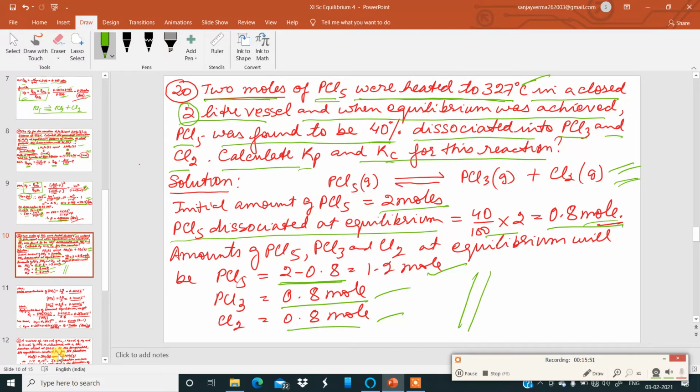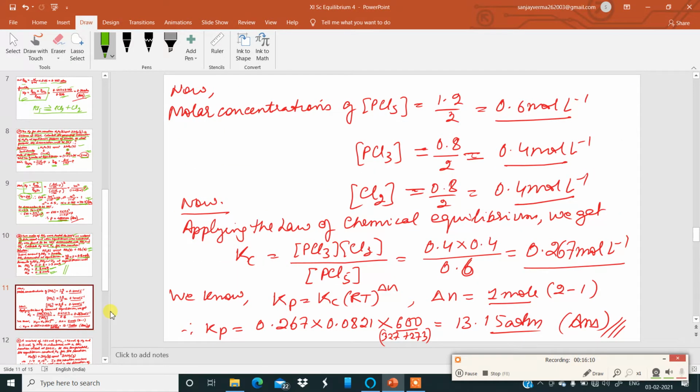So we have got the amounts of phosphorus pentachloride, phosphorus trichloride and chlorine in this reaction. Now we can easily move further and try to get the value of Kc. Now moving to the next slide over here, molar concentrations. Get the molar concentration of PCl5.